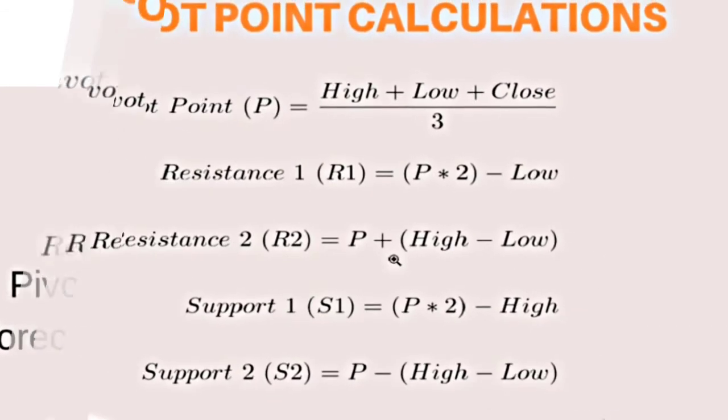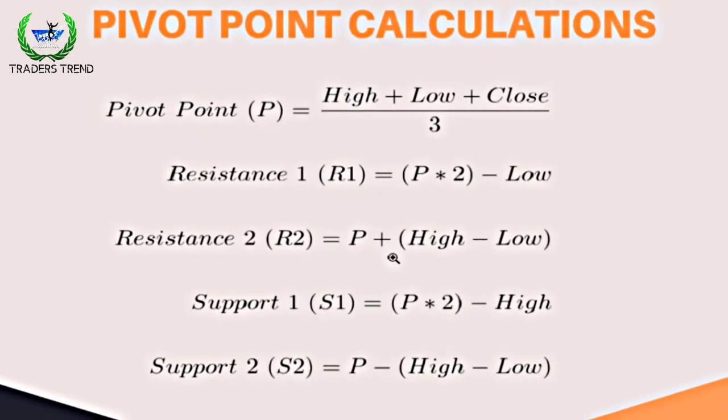The next one is the pivot point calculation, the formula. P means the central line. P equals high plus low plus close divided by 3. Resistance 1, R1, equals P times 2 minus low. Resistance 2, R2, equals P plus high minus low. Support 1, S1, equals P times 2 minus high. And support 2, S2, equals P minus the high minus low.